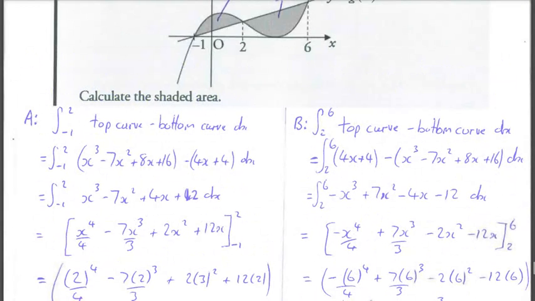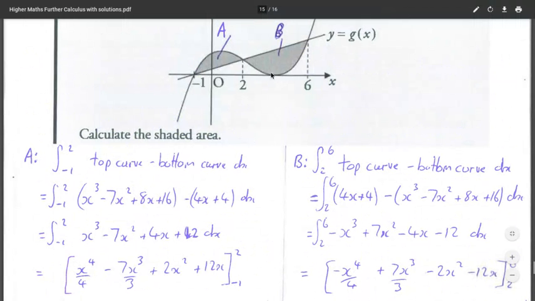Now area B, remember we're doing the top minus the bottom, so the line's on top here, the curve's underneath the line. So it'll be 4x plus 4 minus all of x cubed minus 7x squared plus 8x plus 16. Now think about what we've just done here. We've done that minus that in part A. Now we're doing it the other way around. So what we're going to integrate should be the negative of what it was in the previous question. So just double check that each time. And indeed it is.